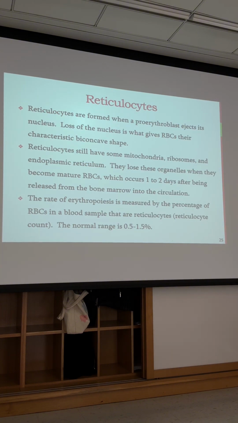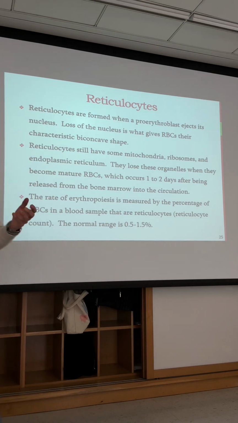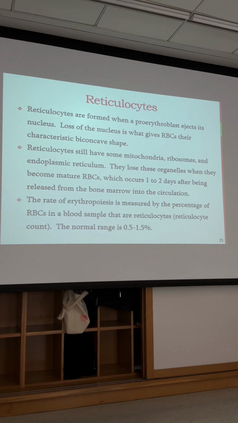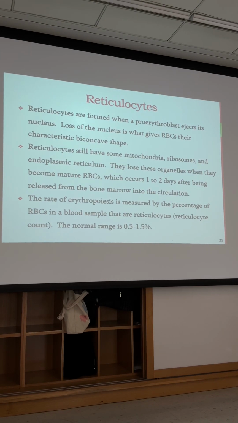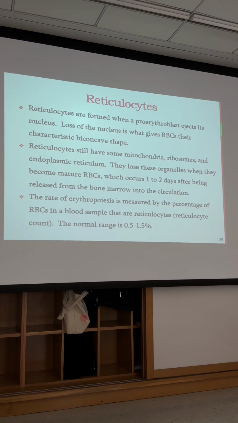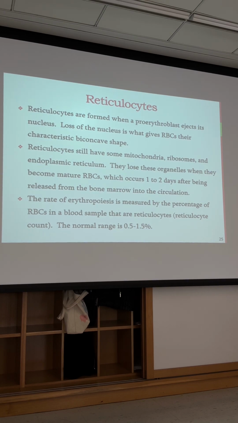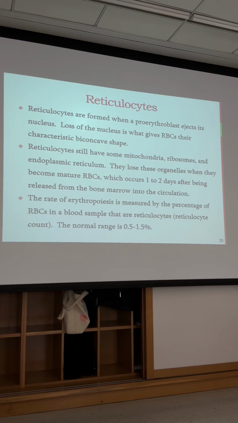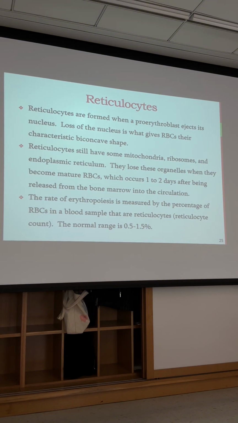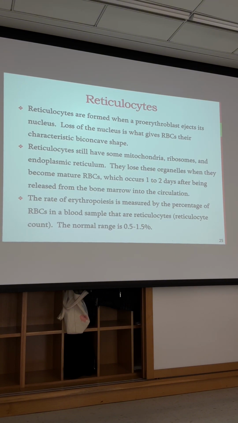All right, reticulocytes, baby red blood cells. They are not quite mature yet in that they still have some organelles left in them. So they still have mitochondria, ribosomes, endoplasmic reticulum. But after being in the circulation for about 2 days, they will lose the rest of those organelles. Okay, so it just takes a few days. Once they lose those organelles, then they will be considered true mature red blood cells.